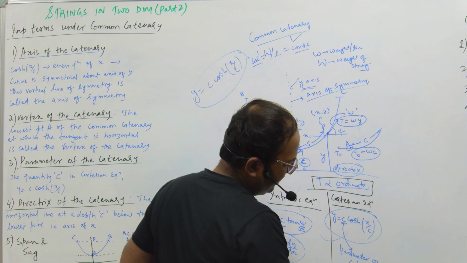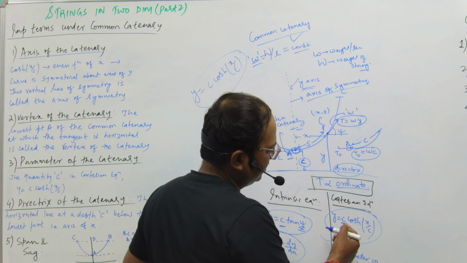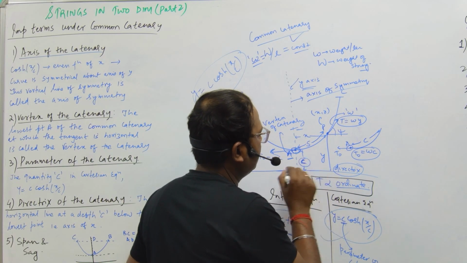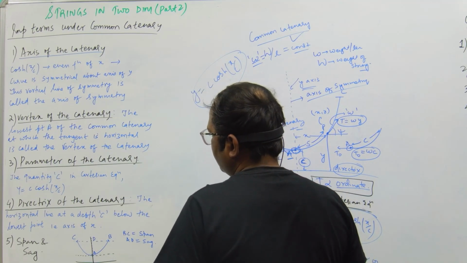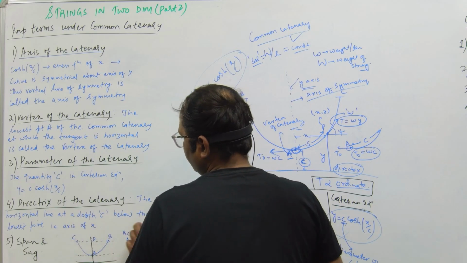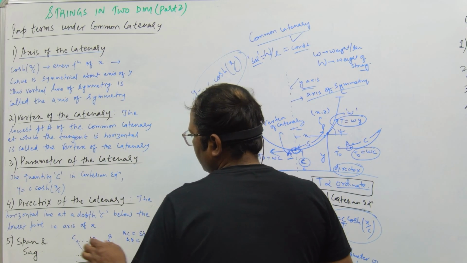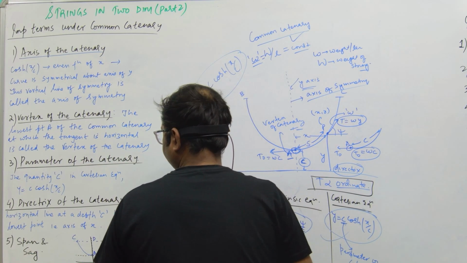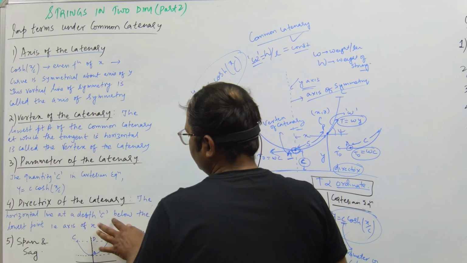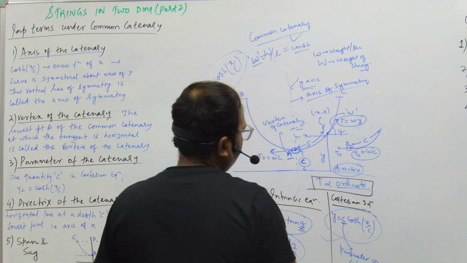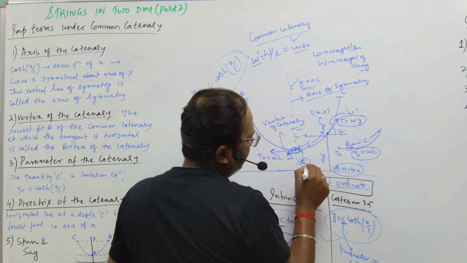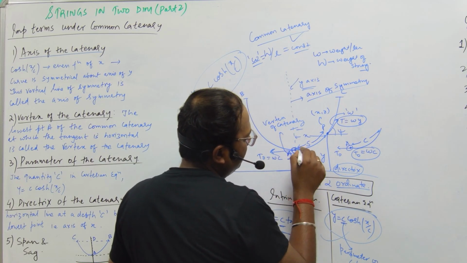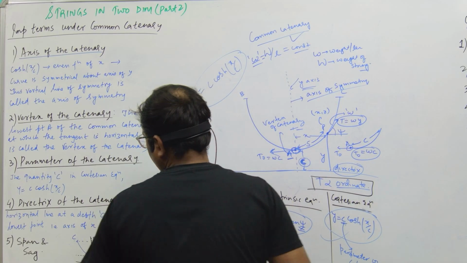And so this is called the parameter of the catenary. And what is this C? C is the distance of the directrix from the lowest point. Now we have the directrix of the catenary: the horizontal line at a depth C below the lowest point, that is the axis of x. So this directrix is at a distance of C from the lowest point. This we have already discussed.